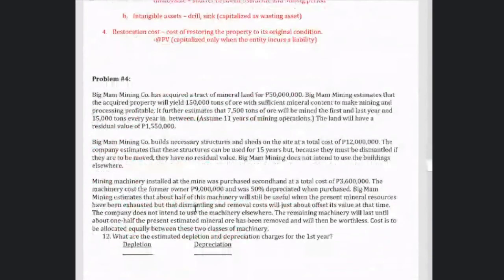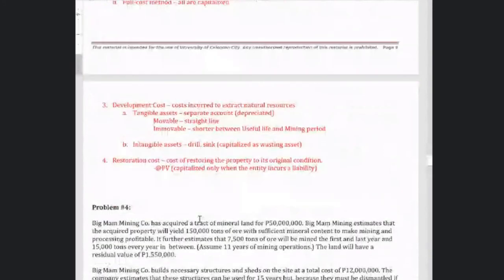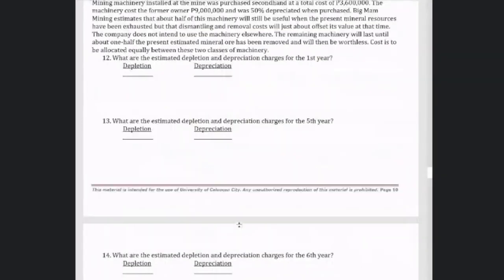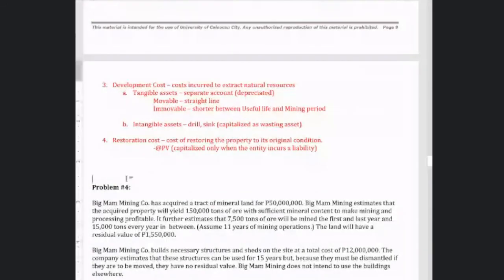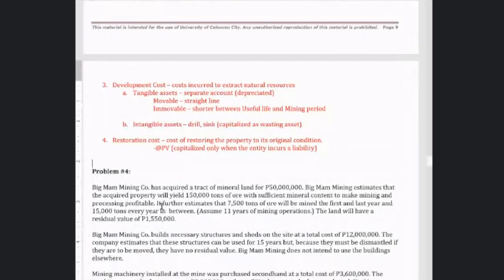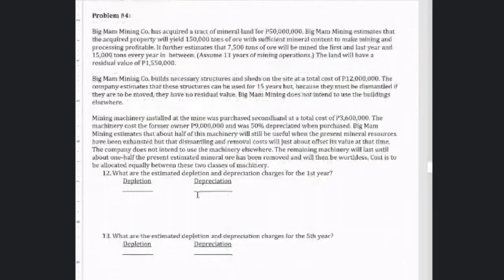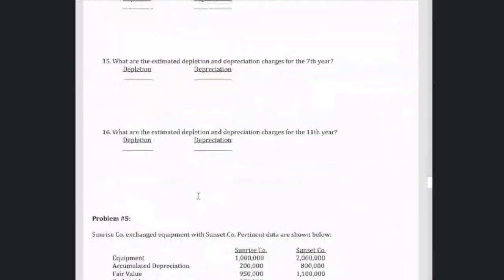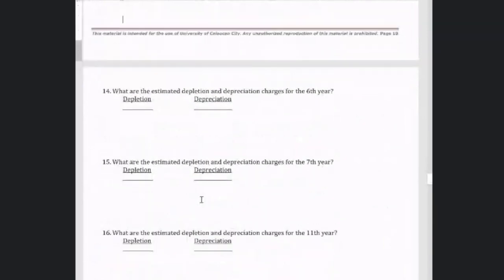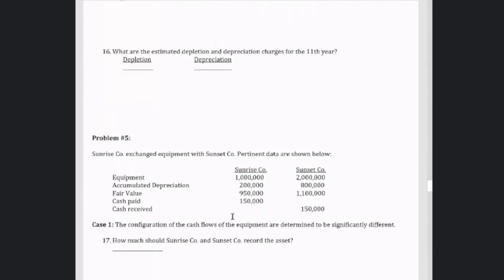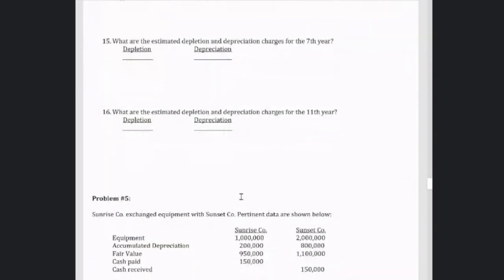So, siguro next meeting, or actually may utang pa ako sa inyo na isang recording. Pasensya na medyo busy lang talaga. Next discussion na lang tong problem number 4. Take note yung announcement ko last thing kanina about quizzes and loans.